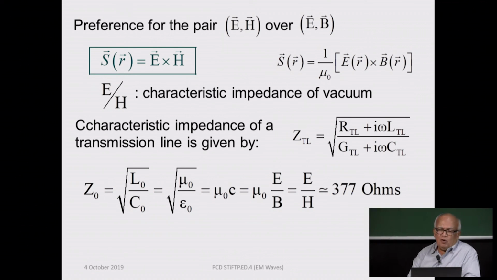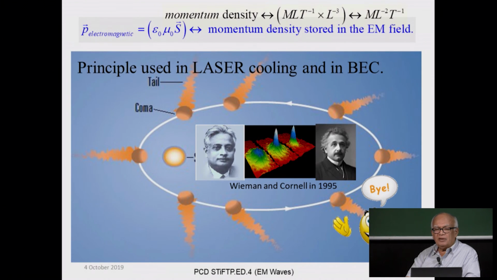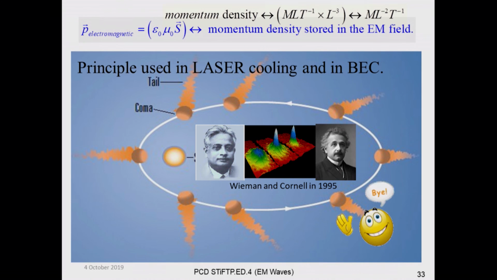And for the vacuum, it will be just the root of mu 0 over epsilon 0, or it will be equal to E over H, which turns out to be about 377 ohms, because these are fundamental constants. Okay. So this is the impedance of vacuum, and because this is represented in terms of E and H, it is often customary to write the Poynting's theorem or Poynting's vector as E cross H rather than 1 over mu 0 times E cross B. The two are numerically absolutely equal, of course, right?